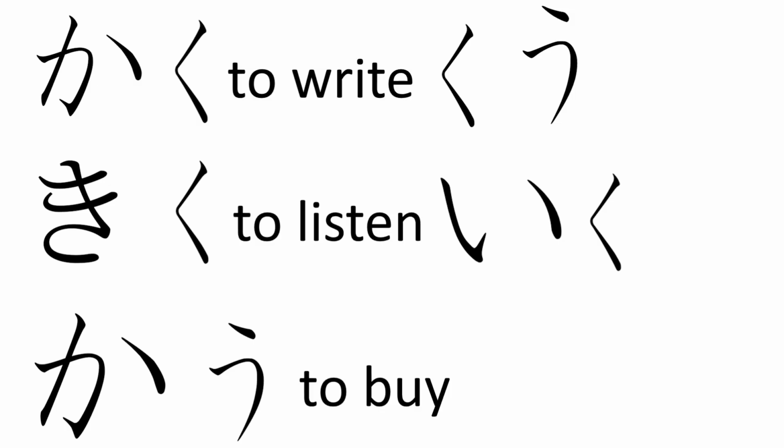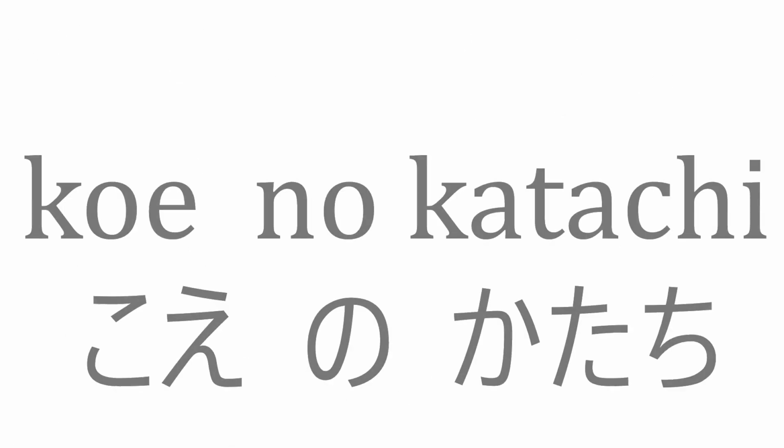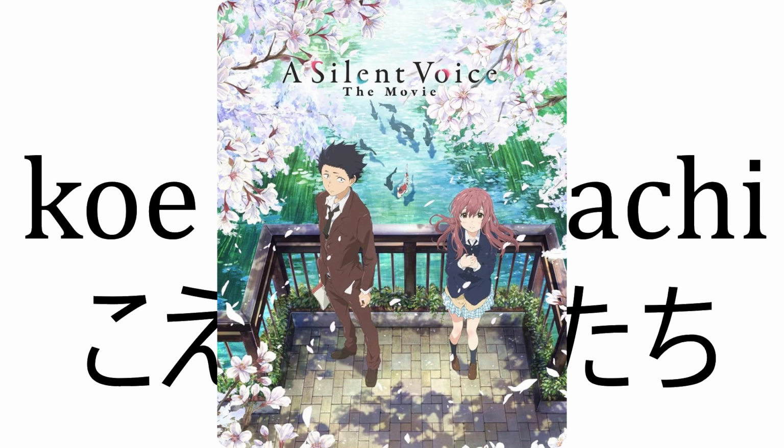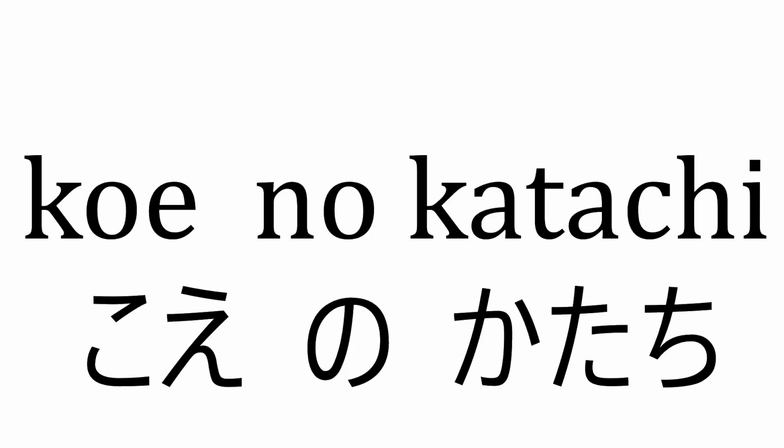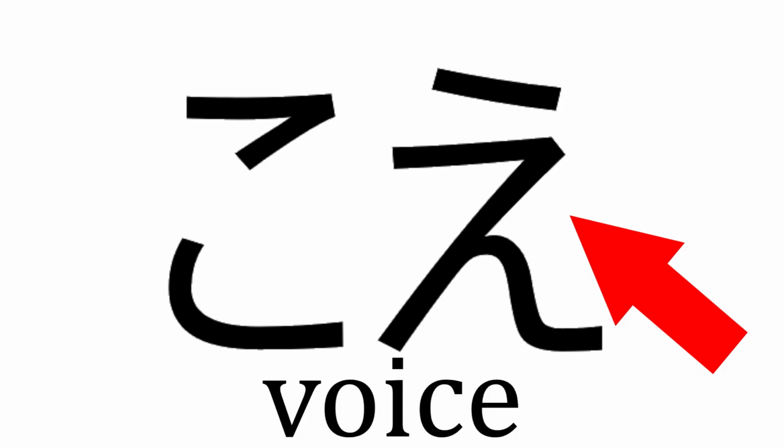Now that we are using the consonant K, we can make some verbs. Kaku, kiku, kau, kuu, iku, which respectively mean to write, to listen, to buy, to eat, and to go. By the way, you certainly know the movie Koe no Katachi, or Silent Voice, so now we can translate one part of it, koe. Ko-e, which means voice.